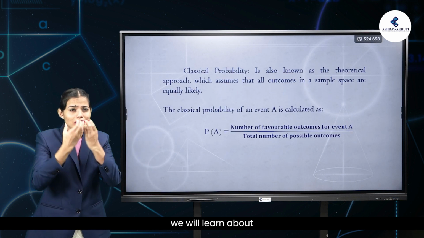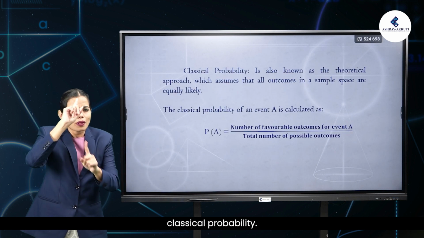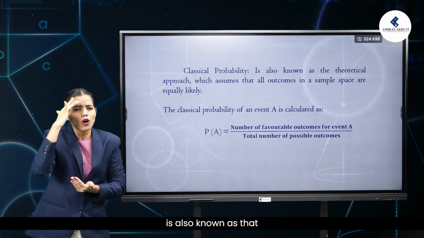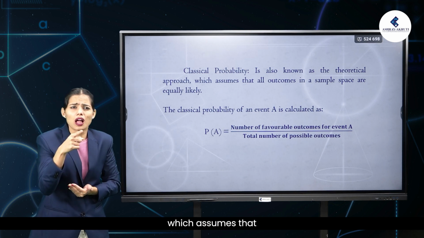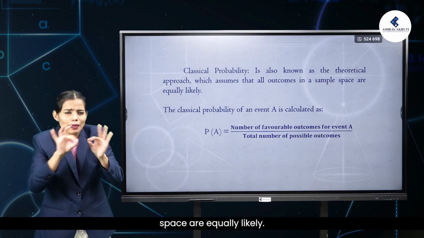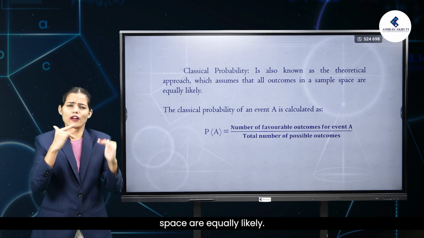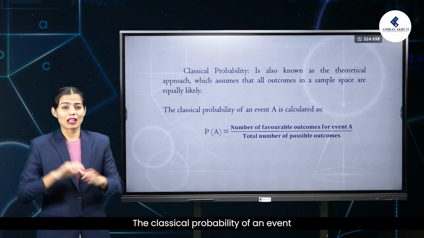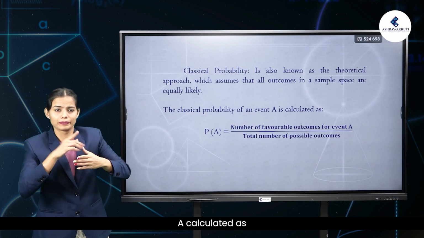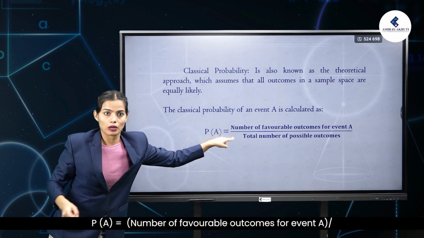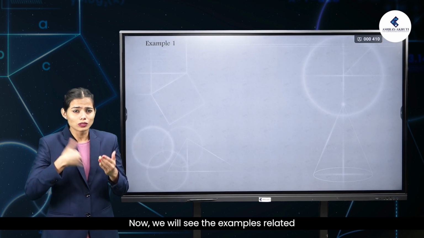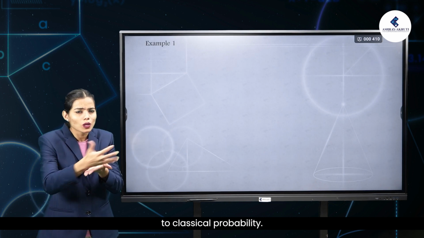Students, in this session, we will learn about classical probability. Classical probability is also known as the theoretical approach, which assumes that all outcomes in a sample space are equally likely. The classical probability of an event A is calculated as P of A is equal to number of favorable outcomes for event A by total number of possible outcomes. Now, we will see the examples related to classical probability.